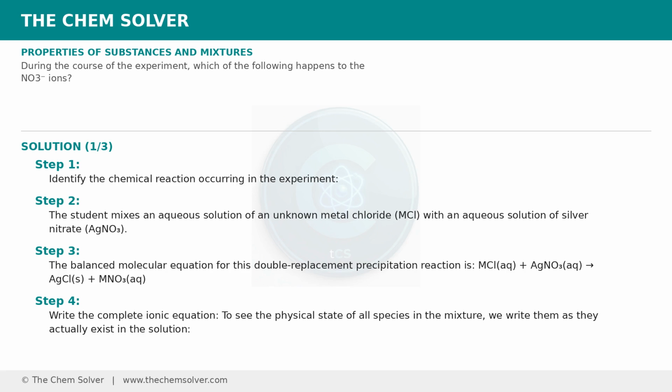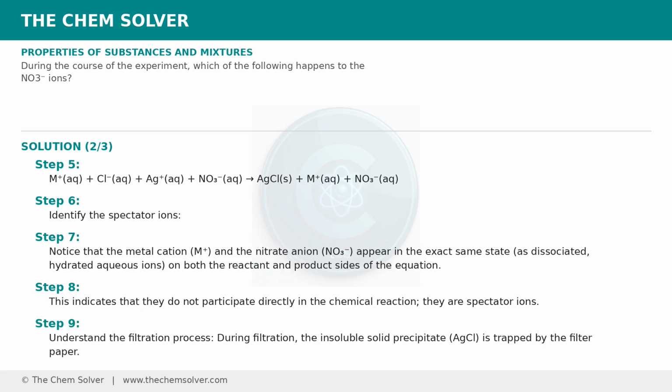Write the complete ionic equation. To see the physical state of all species in the mixture, we write them as they actually exist in the solution. M⁺ plus Cl⁻ plus Ag⁺ plus NO3⁻ gives AgCl plus M⁺ plus NO3⁻.